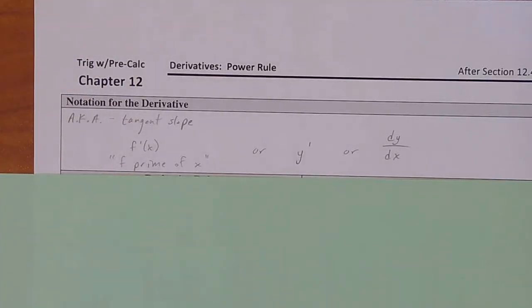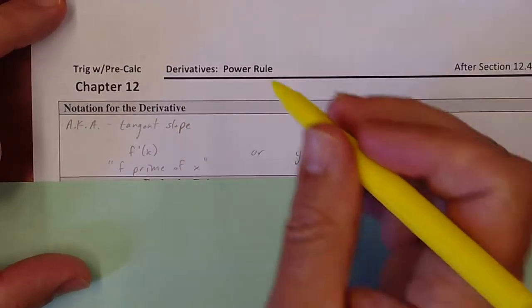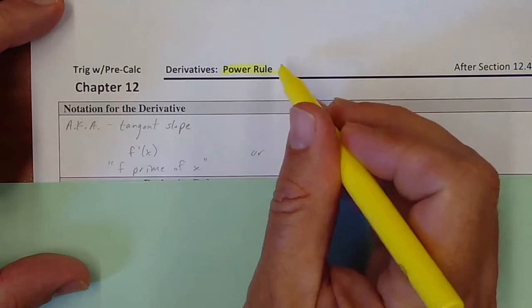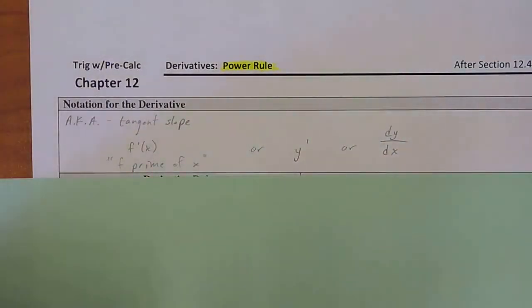Okay, so to wrap up section 12.4, we're going to go over something called the power rule. Power rule is a nice little shortcut to finding derivatives, so we won't have to really use limits anymore. We'll use some algebra skills, and it actually simplifies the process quite a bit, which you'll probably appreciate.